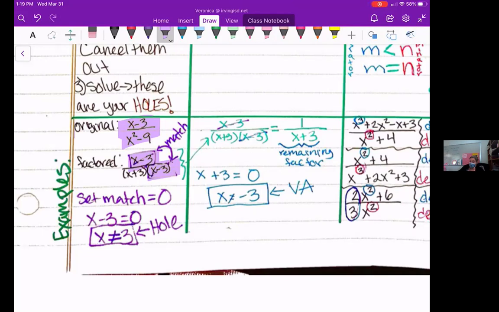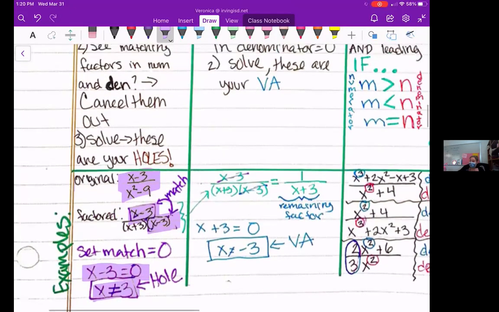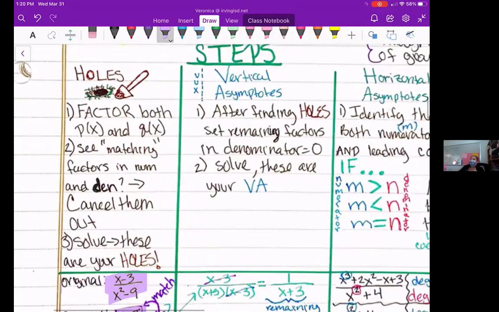How do I find it? The thing that you just canceled out, you're going to set it equal to 0 and then solve. That is your hole. That is how we find holes. If it cancels out, set it equal to 0 and find your hole. Now, once you find your holes, then you can find your vertical asymptotes. So this is the only thing that has to be done before you can find a VA, right? You have to find the holes first and then the vertical asymptote.